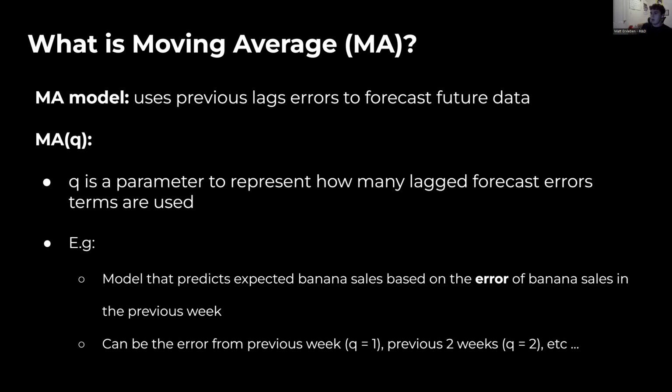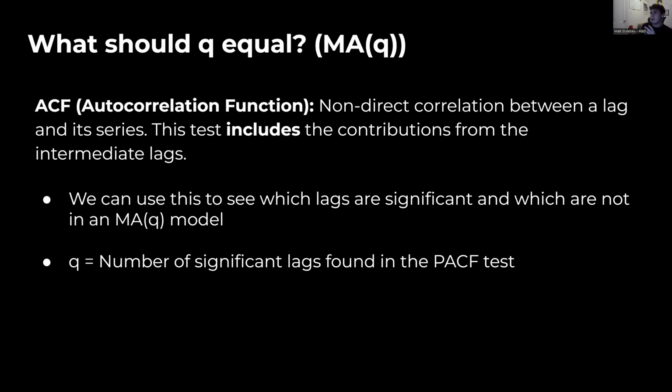Q is going to be the parameter to represent how many lag forecast error terms to use, which is similar to how we used P in the previous one with an AR model. There can be the error from a previous week or previous 2 weeks, and that would change the value of Q for an MA model. Like we said before, what should Q equal to? We can figure that out by using the ACF, the autocorrelation function.